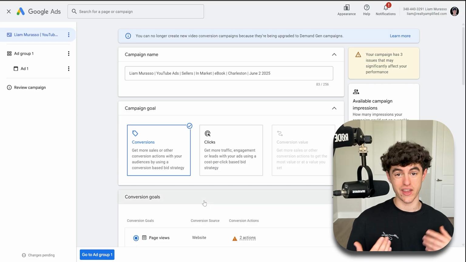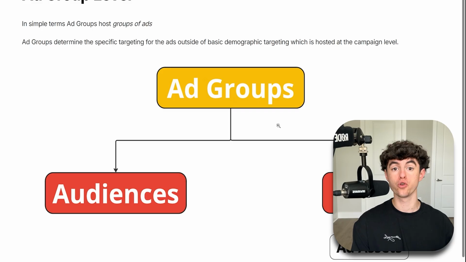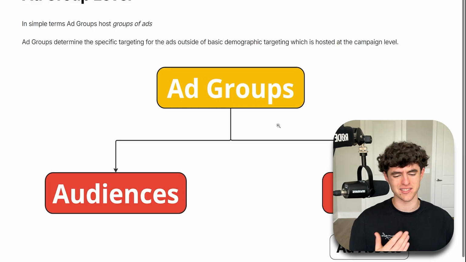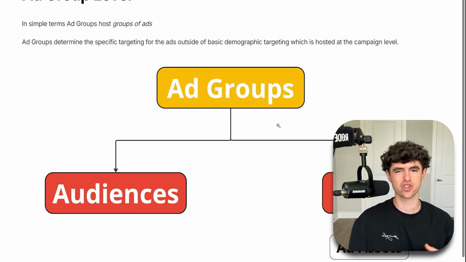Next, we're moving on to the ad group. So moving on to the ad group level, just in simple terms, ad groups host groups of ads. And all this means is that it basically determines specific targeting for ads outside of the basic demographic targeting, which is hosted, as you saw before, at the campaign level. So let me show you what that looks like.